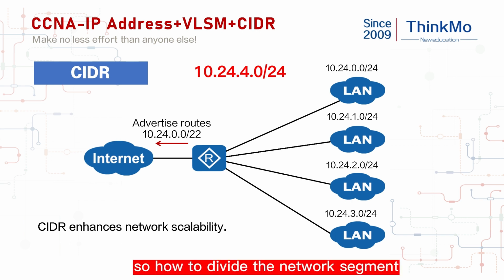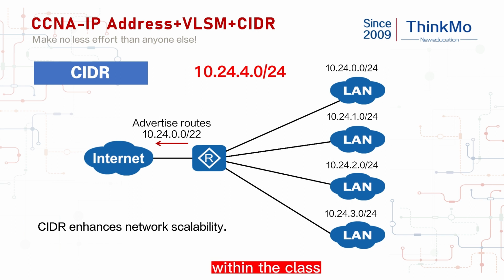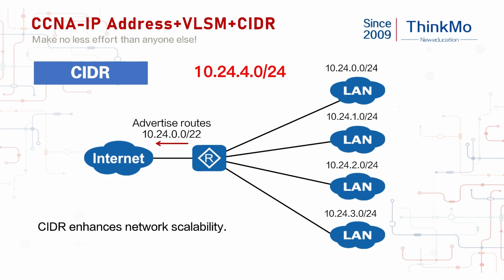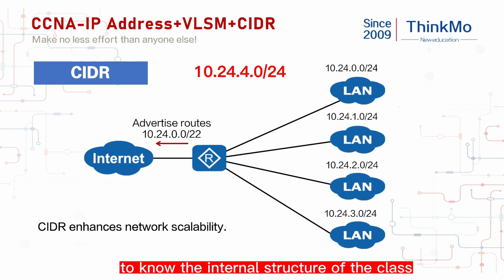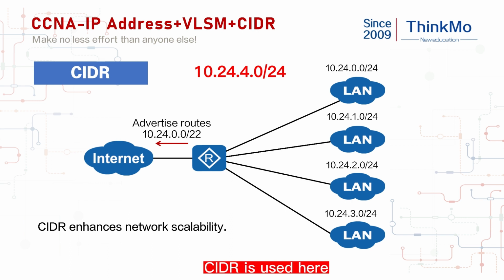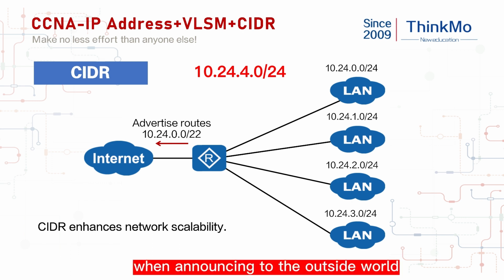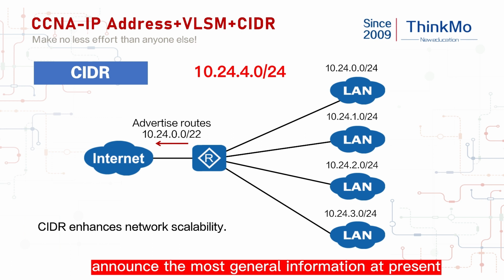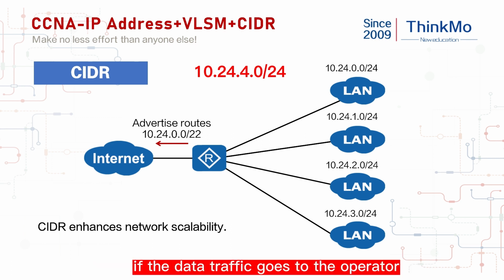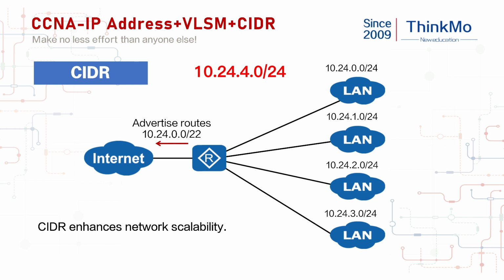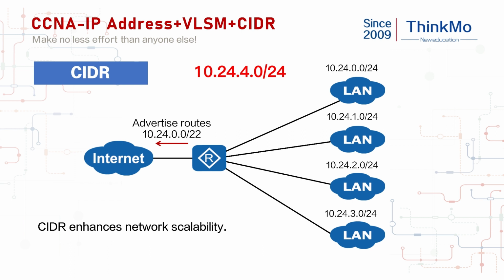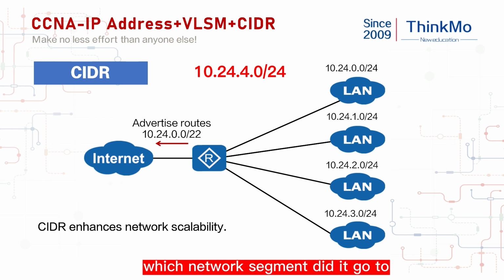So how do we divide the network segment? Within the class, the principal doesn't care. It is not necessary for the principal to know the internal structure of the class. CIDR is used here, when announcing to the outside world. Announce the most general information at present. If the data traffic goes to the operator, then it goes to the specific corresponding network segment below.